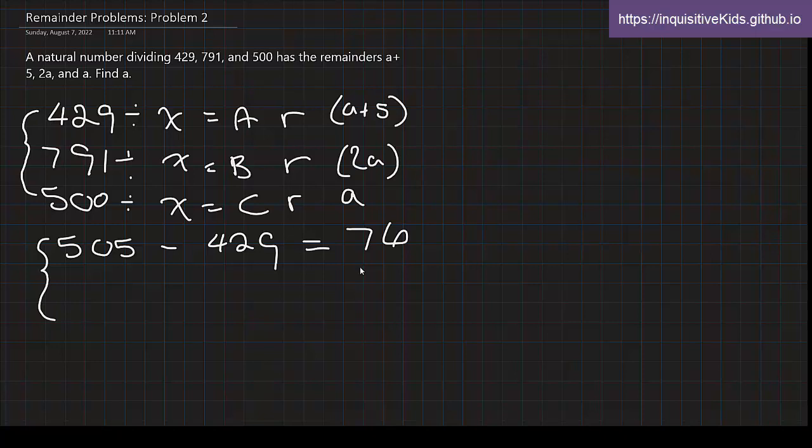Now let's do the same thing, but this time with the second equation and the third equation. We know that 500 divided by x has a remainder of a. How can we make it have a remainder of 2a? Well, we can multiply the dividend by 2, making it 1,000, so that its remainder would be 2a. So what's 1,000 minus 791? That is 209.